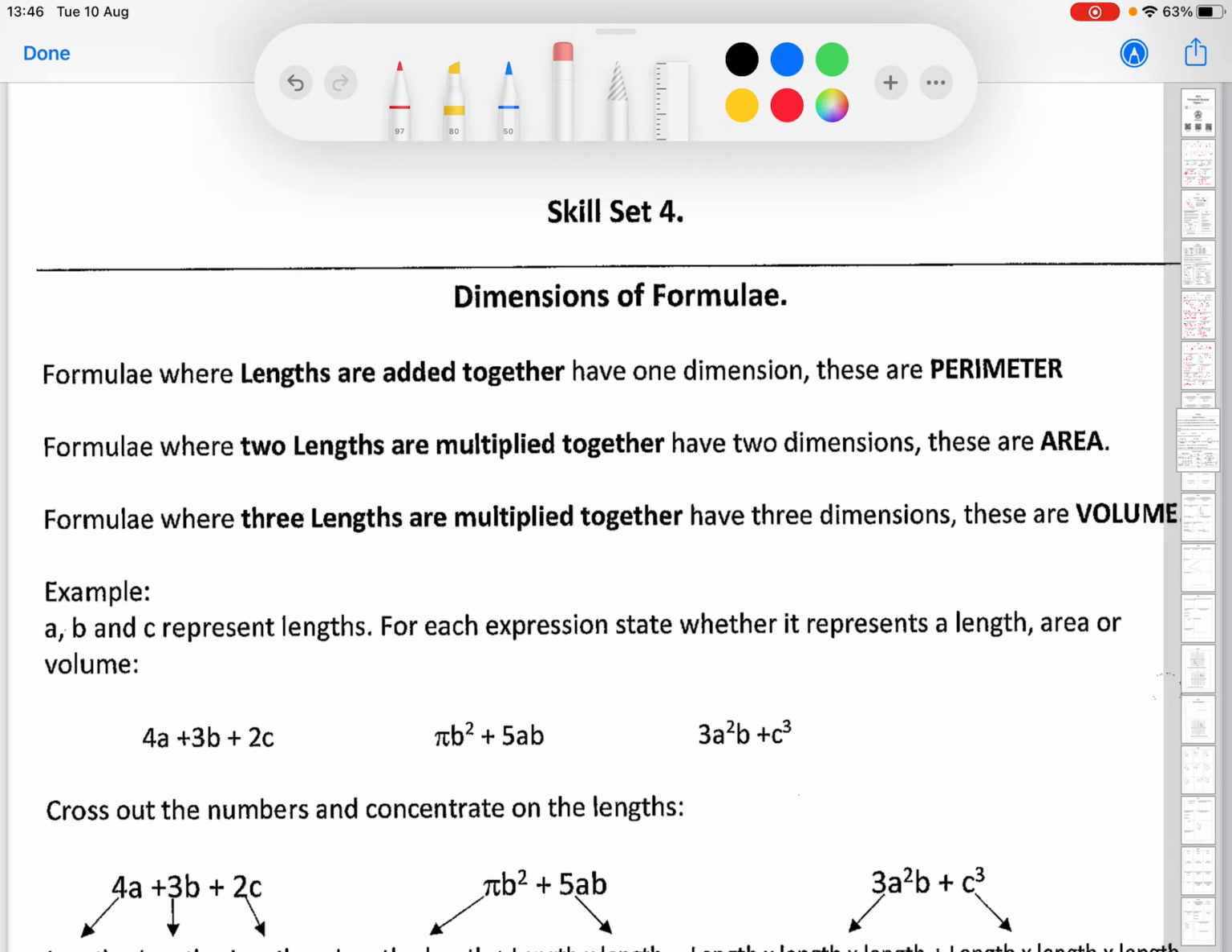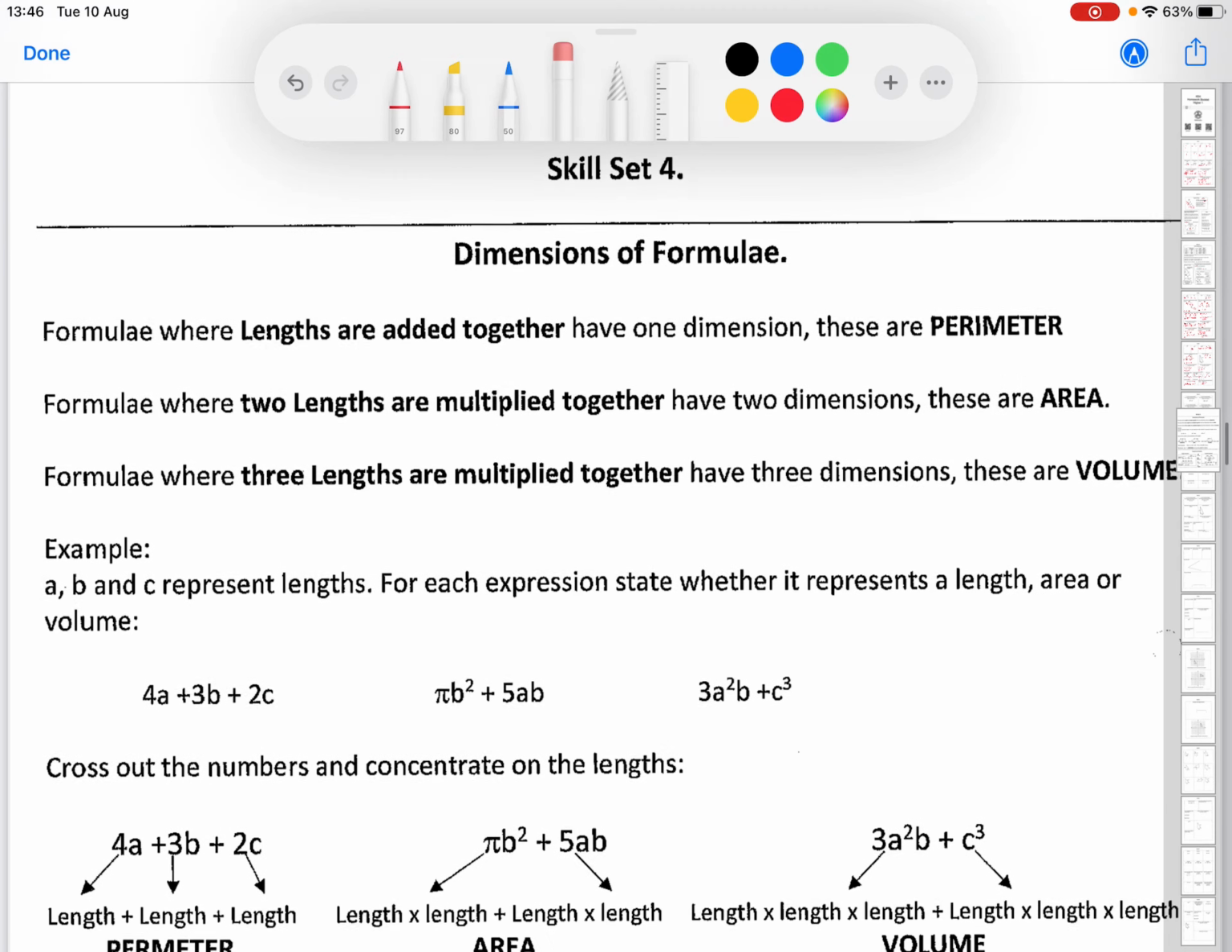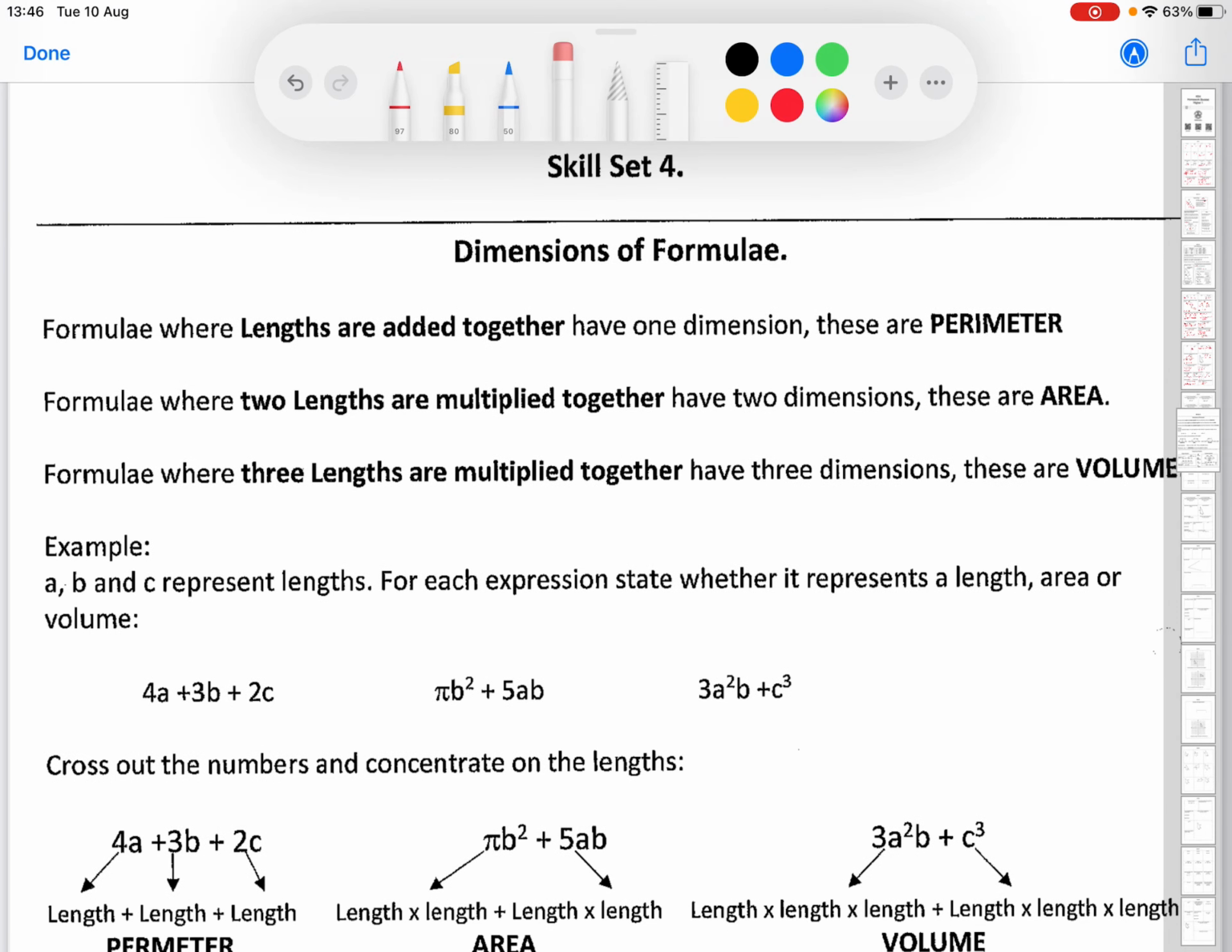Okay, this is skill set 4. Skill set 4 is all about dimensions of formula, which actually wasn't assessed in the last papers because of the COVID, but I'm going to go through them anyway.